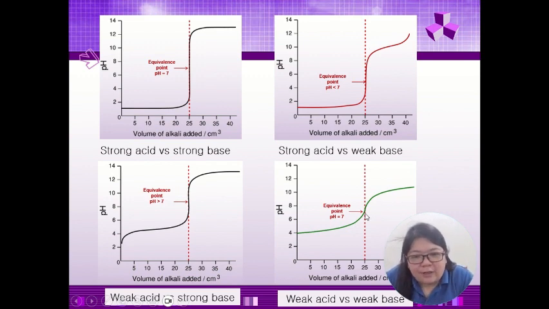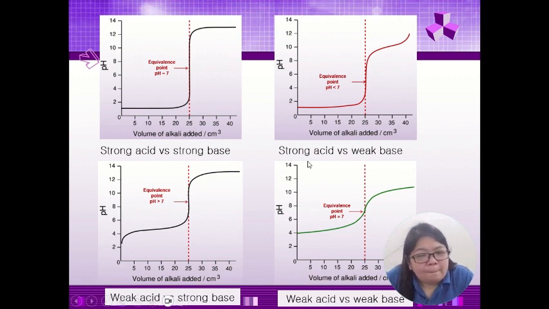This graph is unique because it doesn't have a vertical region like the other three curves. If you look at the other three curves, you have the vertical region, because you have the sharp change in pH at neutralization. But because we use weak acid and weak base, the vertical region is not significant. It's not obvious. But the equivalence point is still 7. pH equals 7 for the equivalence point.